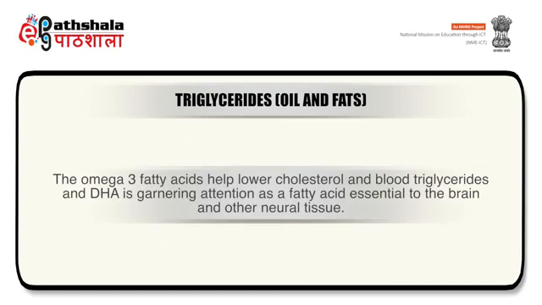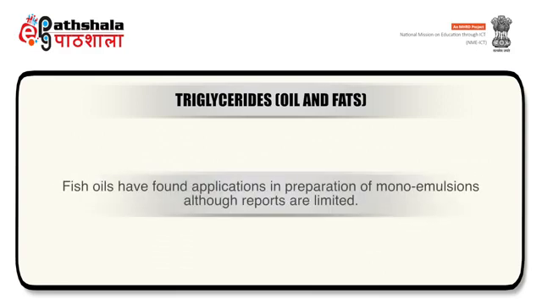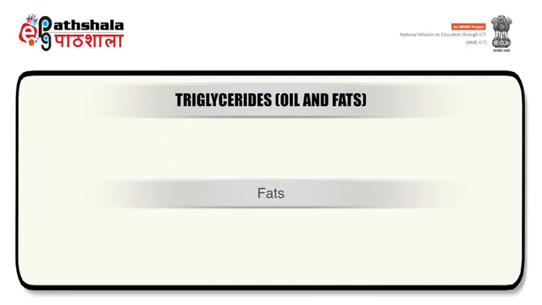The omega-3 fatty acids help lower cholesterol and blood triglycerides, and DHA is garnering attention as a fatty acid essential to the brain and other neural tissues. Fish oils have found applications in the preparation of nanoemulsions, although reports are limited. So now we will also discuss a little bit in brief about fats.